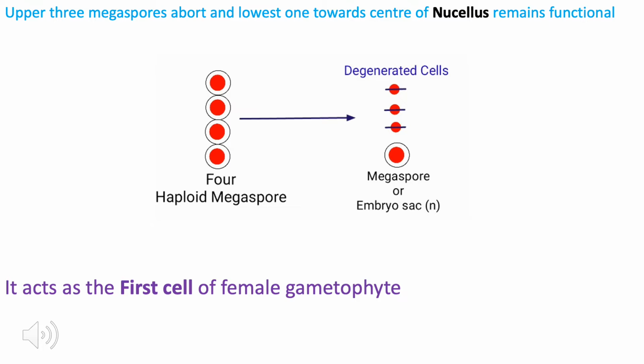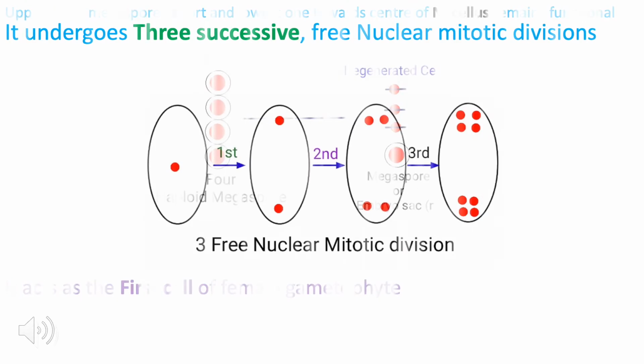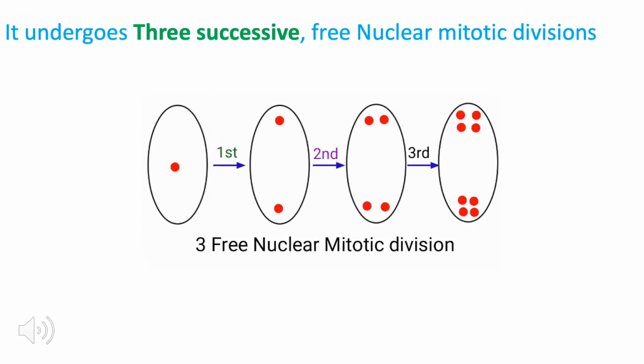So it acts as the first cell of female gametophyte, that is, it initiates the process of formation of female gametophyte. So among the 4 haploid megaspores, the upper 3 get degenerated and the remaining one initiates the process of formation of female gametophyte. So it undergoes 3 successive free nuclear mitotic divisions. It undergoes the process of mitosis at 3 stages.